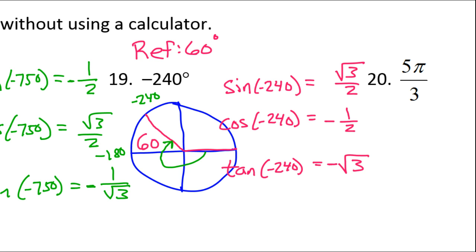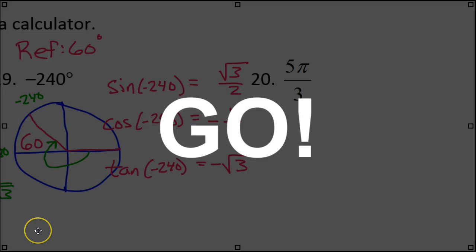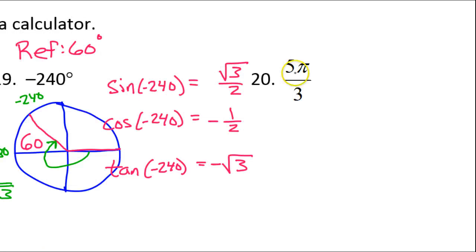Alright, now number 20 is going to be the same thing, but instead of using degrees, we're talking radians again. Now, because this is a special angle, see the pi over 3, we know right from the beginning that the reference angle is going to be pi over 3. Alright, we still need to do the sketch so we can think about what quadrant we're in. So I'm going to do that. Maybe I'll do it up here though.